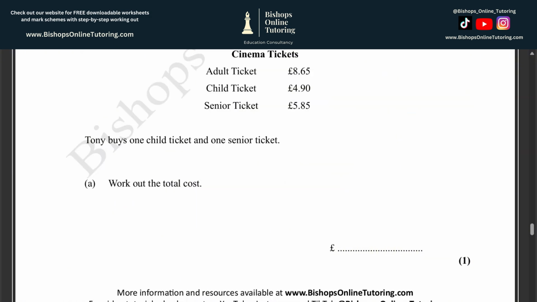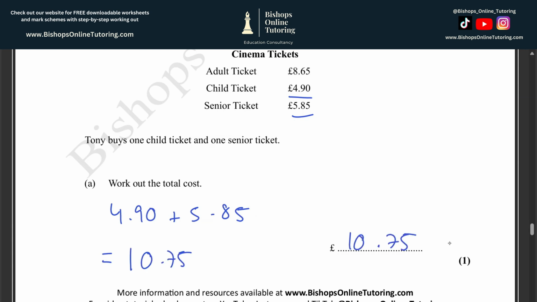Tony buys 1 child ticket and 1 senior ticket. Work out the total cost. So the child ticket is £4.90 and the senior ticket is £5.85. So we're just doing £4.90 plus £5.85, and that gives us a grand total of £10.75. And that's our answer, £10.75.